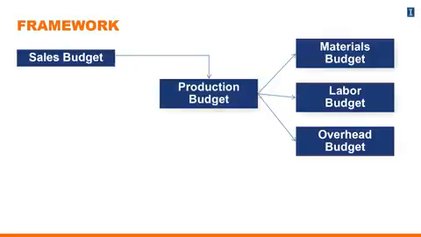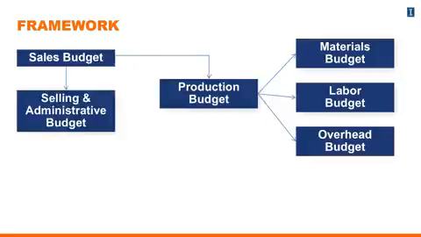Sales also drives other forms of costs, selling costs such as commissions and shipping, as well as other supportive roles inside the organization, which we refer to generically as administrative or general costs. There's a separate budget for those as well, and those are usually driven by the level of sales that the company plans.